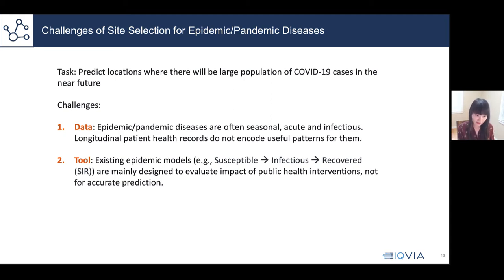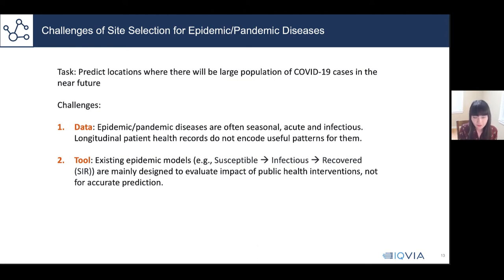Model-wise or tool-wise, the existing models that we use for modeling epidemic and pandemic diseases are the compartment models, such as the SIR, the susceptible, infectious, and recovered model. They are mainly designed to model how public health interventions may affect the outcome of a disease. They are not designed for accurate prediction.